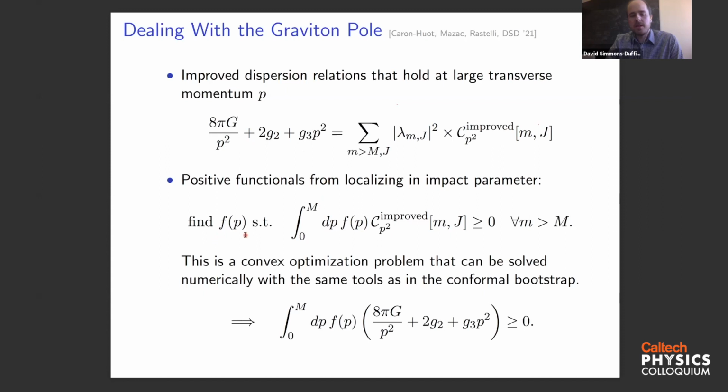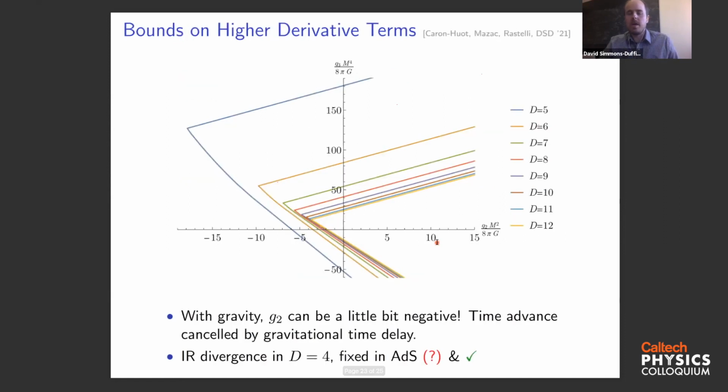This problem, finding a function of momentum such that this is positive, is a convex optimization problem, and we can use the same techniques to solve this problem as we use in the conformal bootstrap. And in fact, the same numerical tools, the same semi-definite program solver. This gives a set of convex optimization problems that you can solve and get bounds on gravitational EFTs. And these are the bounds we get.